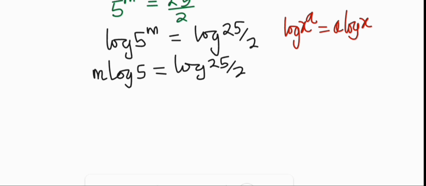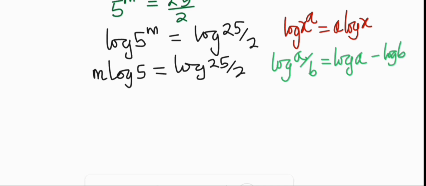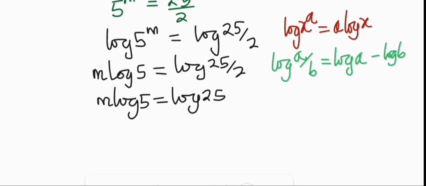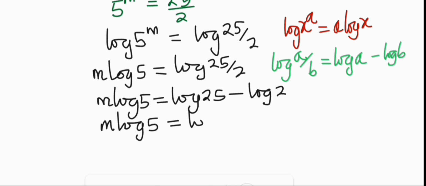By another law of logarithms, we have the logarithm of a over b to be equal to the difference between the logarithm of a and the logarithm of b. Hence, we have m log 5 equals the logarithm of 25 minus the logarithm of 2, which is m times the logarithm of 5, while the logarithm of 25 can be expressed as the logarithm of 5 to the power of 2, then minus the logarithm of 2.